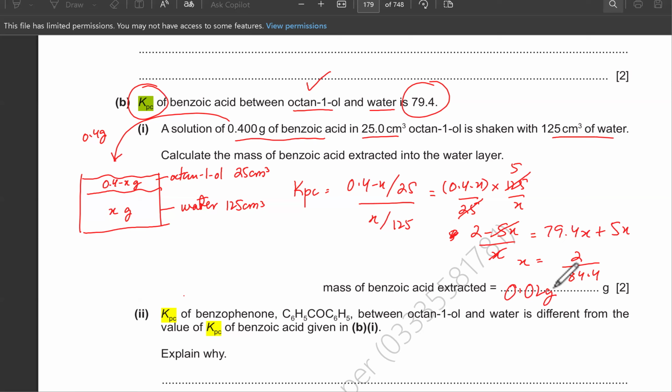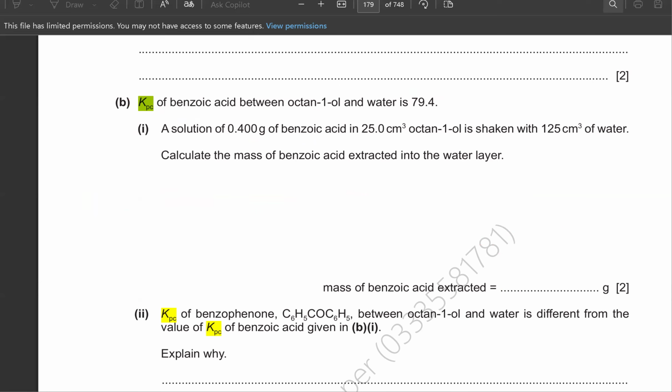So now the next part. Now this one, they often mix KPC with the intermolecular forces as well. Like in the next part. See, this is benzoic acid, right? Now he says the KPC of benzophenone, that's another substance, between octan-1-ol and water is different from the value of KPC of benzoic acid given. Explain why.